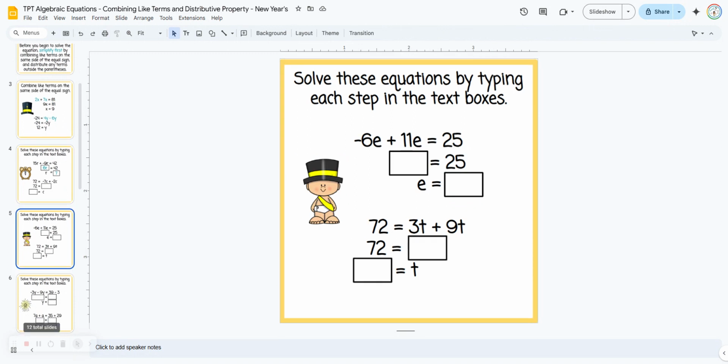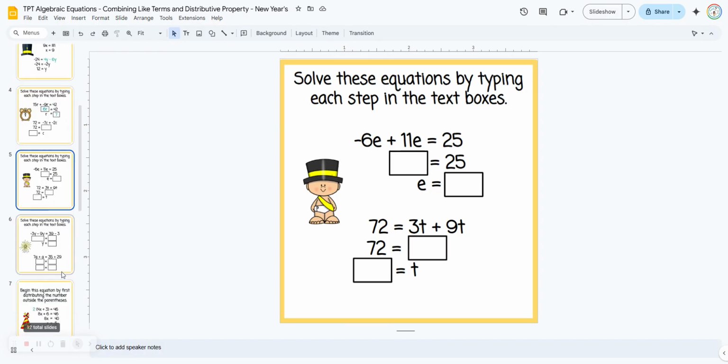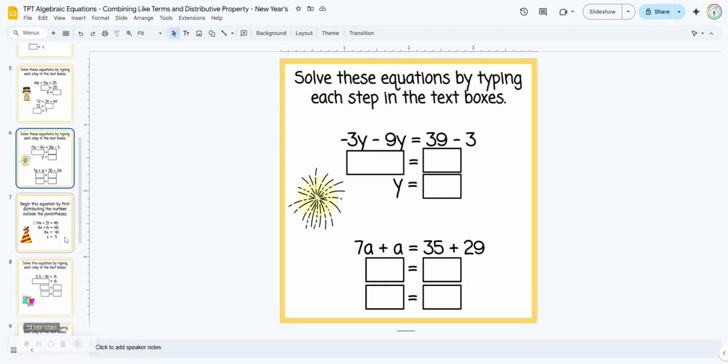There's a couple more to solve on the next slide. Now each one of these variables we want to connect to the answer on the final slide, and if we do this correctly, then they will solve the New Year's riddle. So here, next slide, they have a couple more to solve.